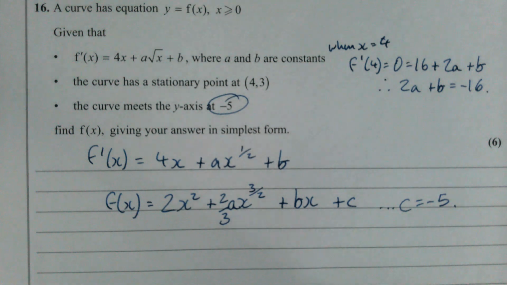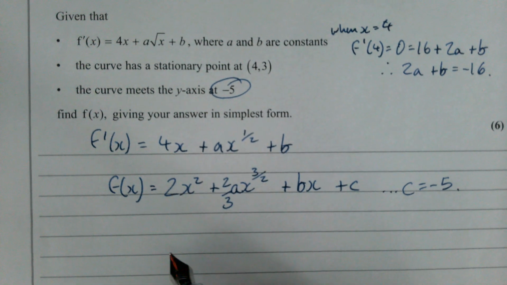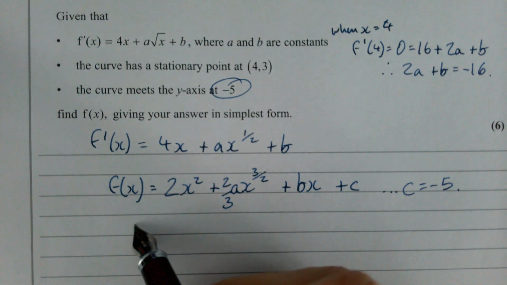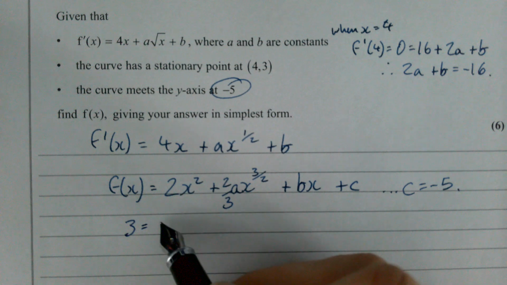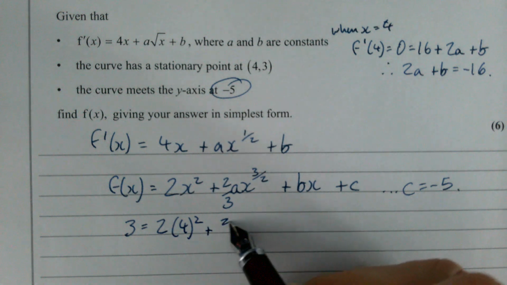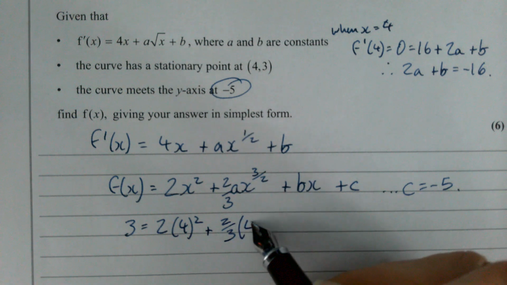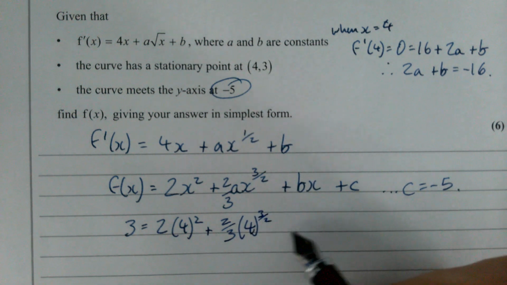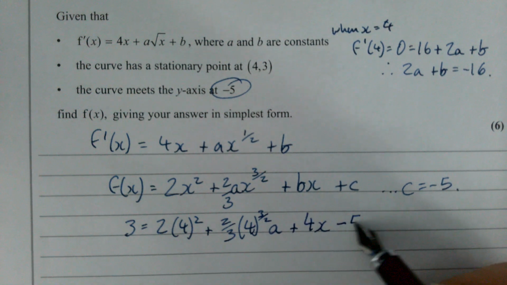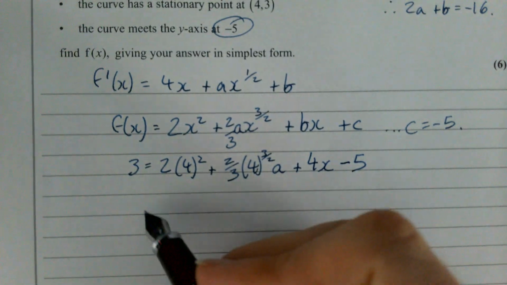We also know that when x is 4, y is equal to 3, so we can rewrite this all out, but also substitute y equals 3 and x equals 4 into it. So we would have y is equal to 3, x is equal to 4. So let's just write it like that, because then we can put it in the calculator just to work out what's going on. 3 equals 2 times 4 squared plus 2/3 a times 4 to the power 3 over 2 plus 4x minus 5, because that's what c was. And then we just need to work through what all of this means.